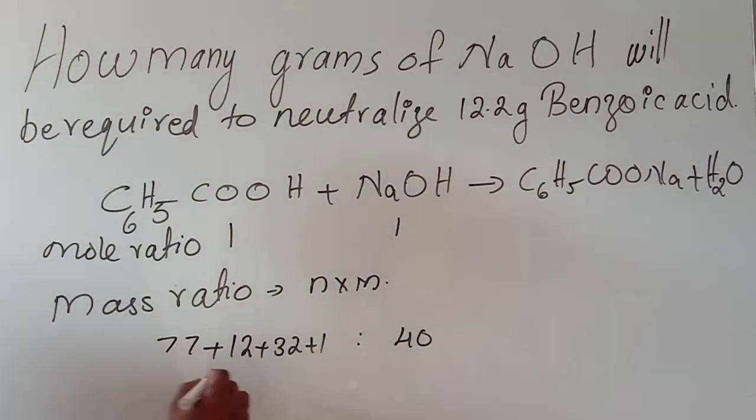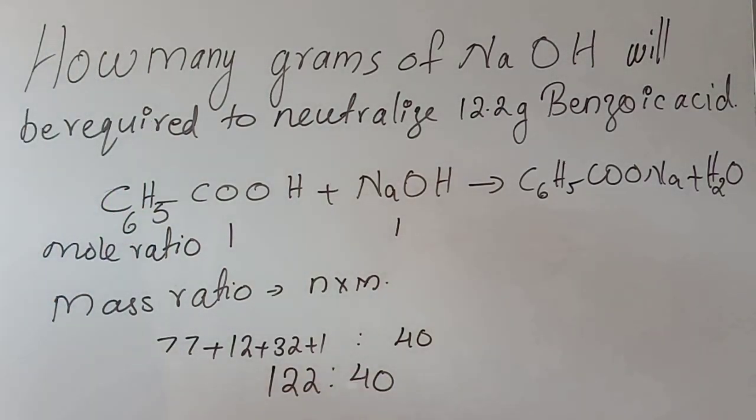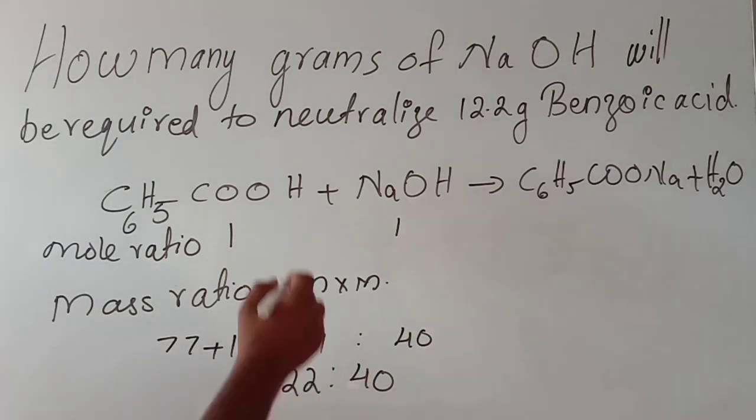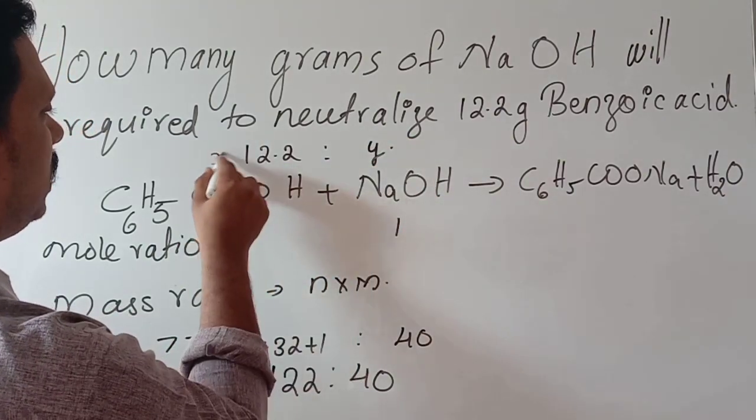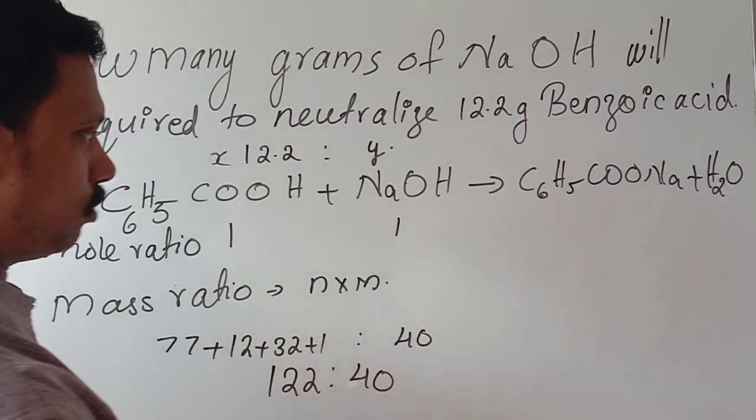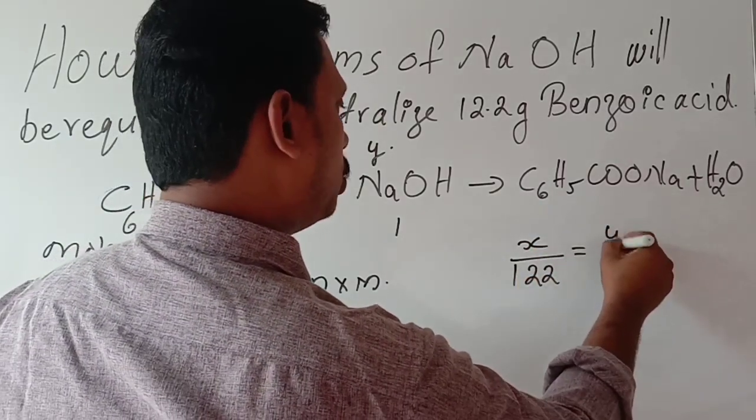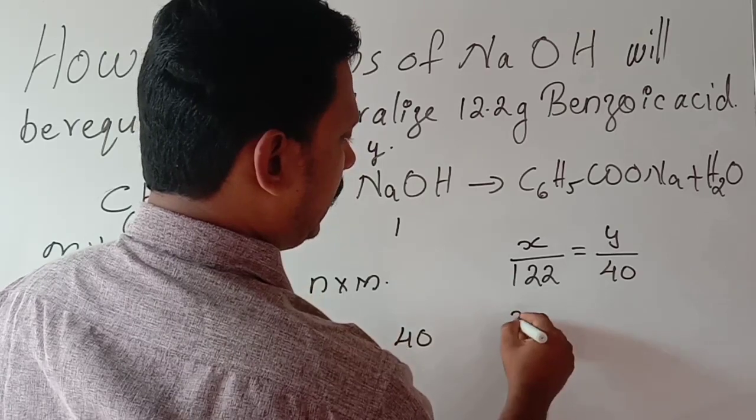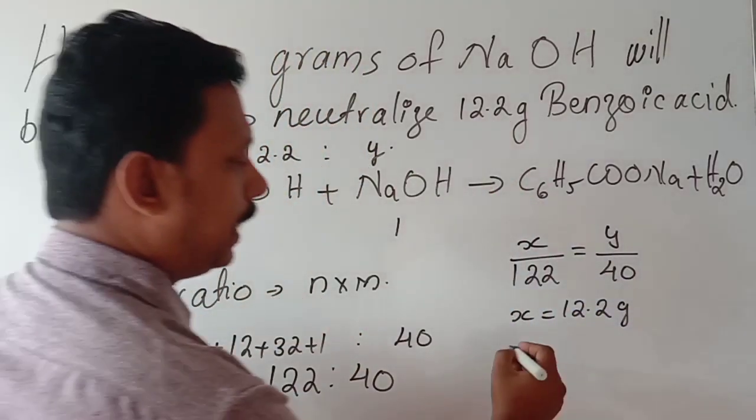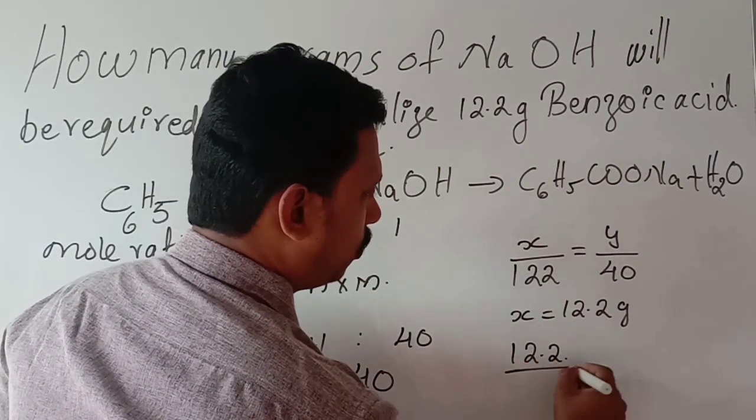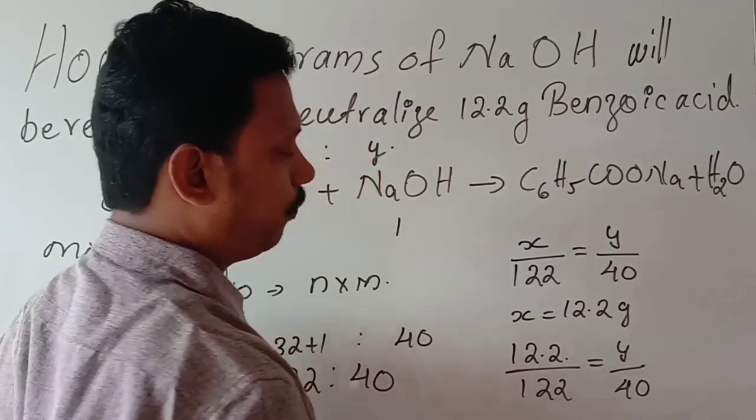When you add that, you will get 122:40. That is the ratio. So if the ratio is 122:40, the other question is 12.2 what? If X is to Y is the mass ratio that we have to calculate, then you can write X by 122 is equal to Y by 40. Here X is equal to 12.2 gram given in the question. So you can write 12.2 by 122 is equal to Y by 40.